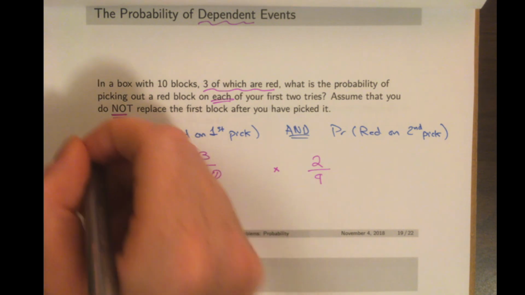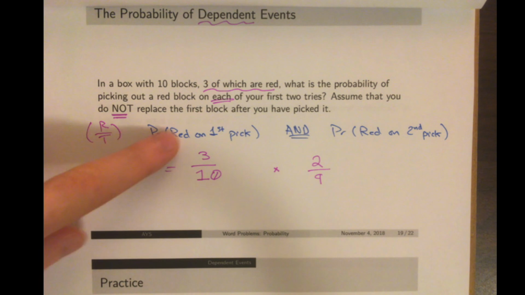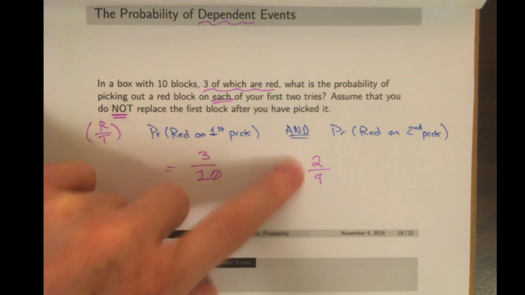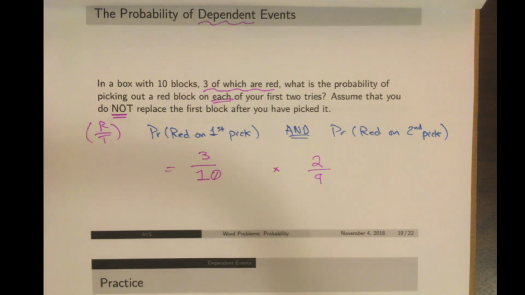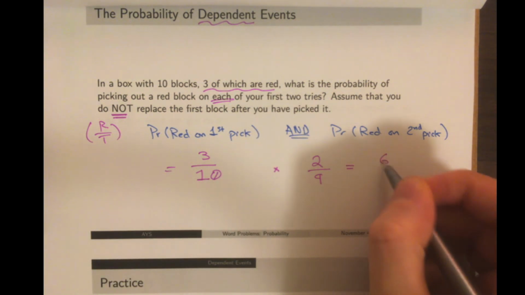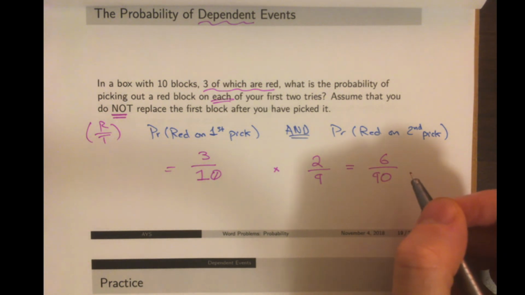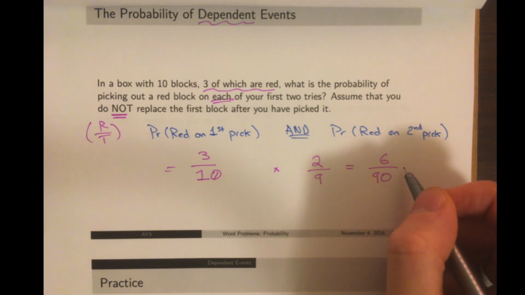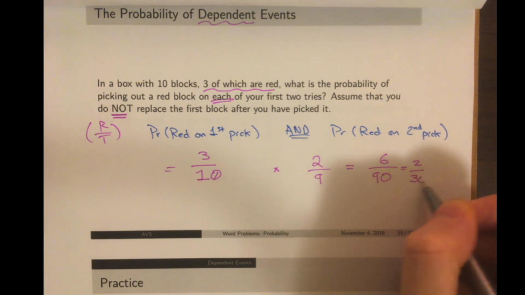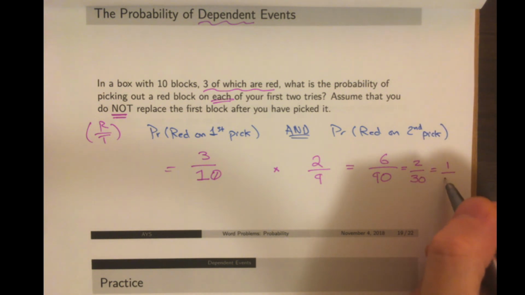I'd say the formula is red over total. So my first pick, red over total, is 3/10. But after I've already successfully taken a red, now it's 2/9. It's only 2 red blocks and a total of 9. And that's going to be my answer. I multiply the tops and get 6, multiply the bottoms and get 90. If you want to simplify this fraction, you can divide by 3 on the top and the bottom, get 2/30. Then divide by 2 on the top and the bottom, and you get 1/15.